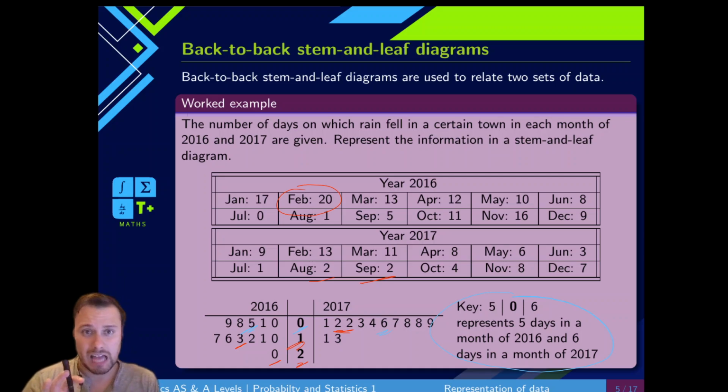So this is how a back-to-back stem and leaf diagram works. It's a very interesting way to show raw data, but again, it has to be small amounts, okay? If this gets too crowded, then it's not going to be as useful. So have it in your toolbox and use it when you find it useful.